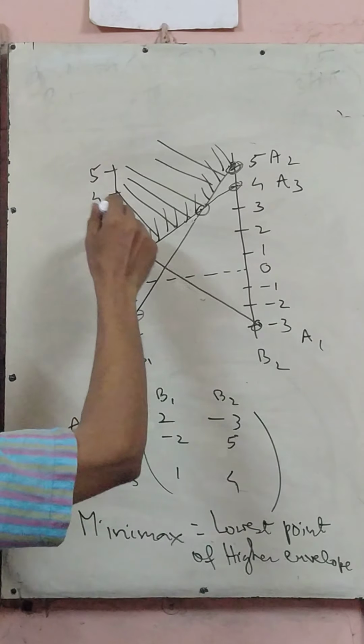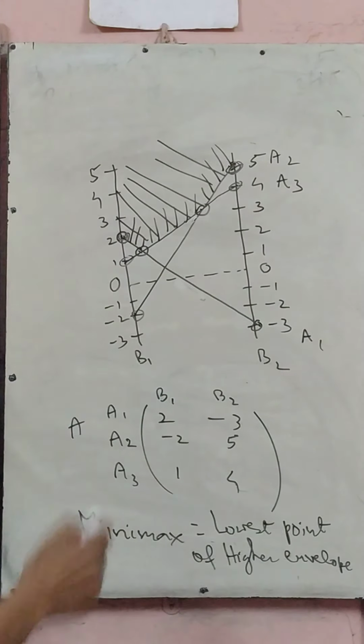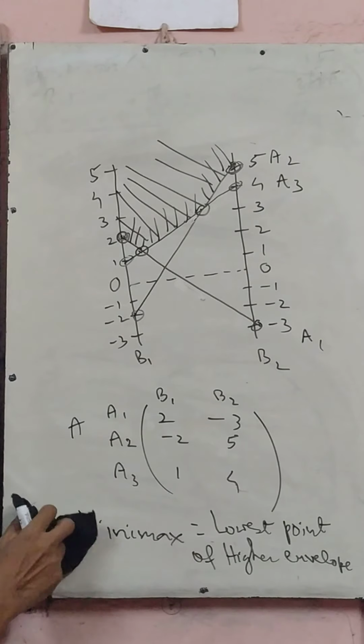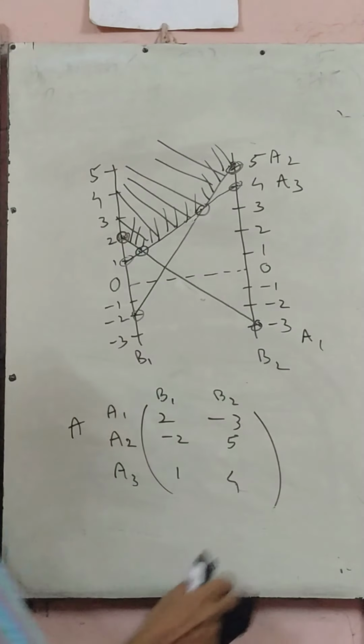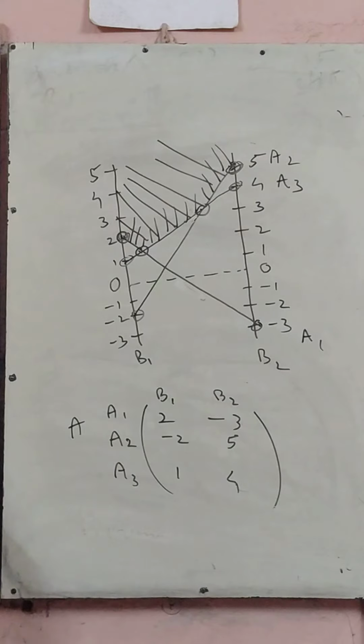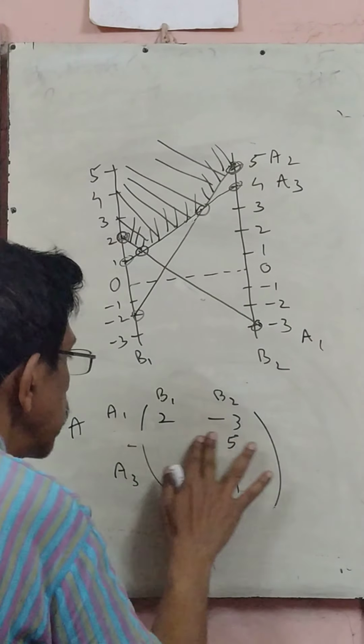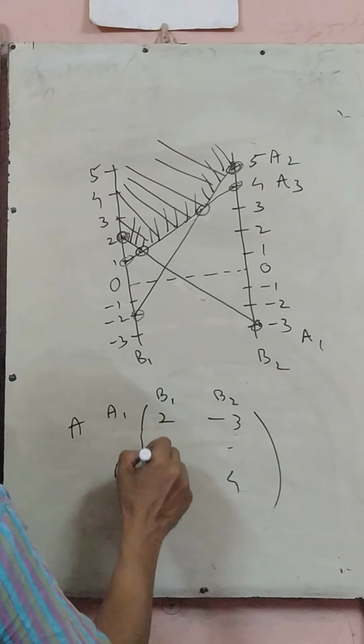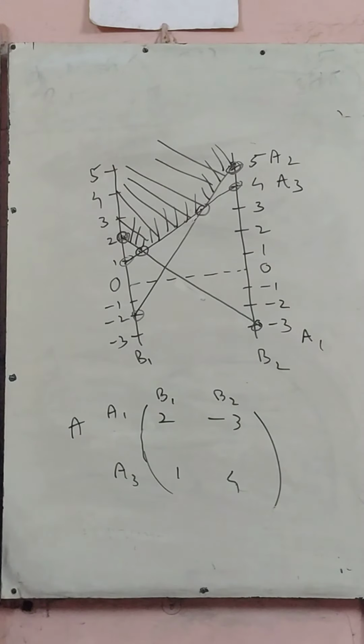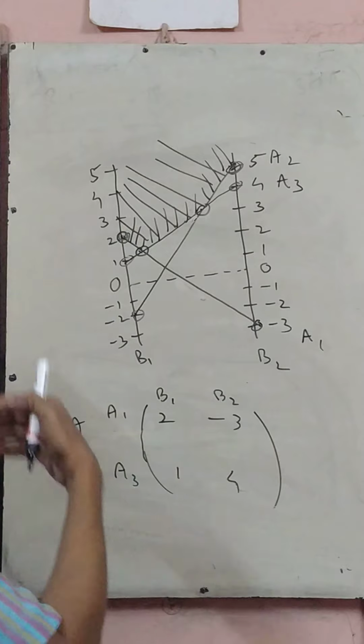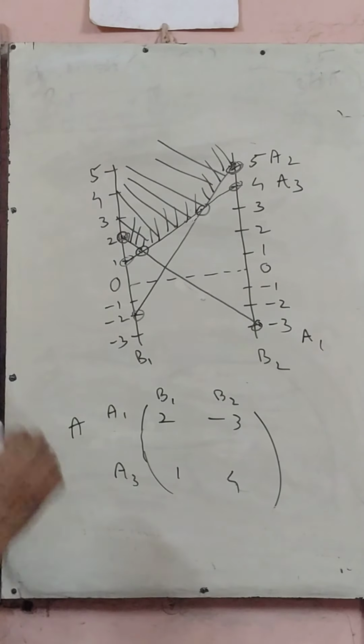And what is the point? This is A1, A3. So our final reduced matrix is A1, A3. So A2 is removed. Why? Because we need 2 rows, 2 columns. So our target is fulfilled. What was the target? To reduce the big matrix, that was 3 rows, 2 columns, to 2 rows, 2 columns. Now you look, we have reduced the matrix to 2 rows, 2 columns. How have we reduced it? Seeing the common shaded region and finding the best point.